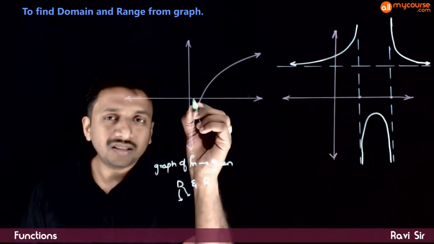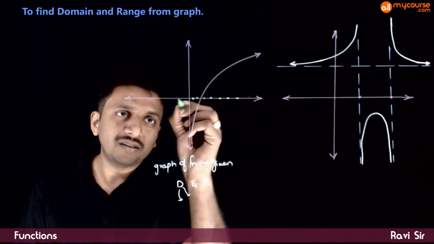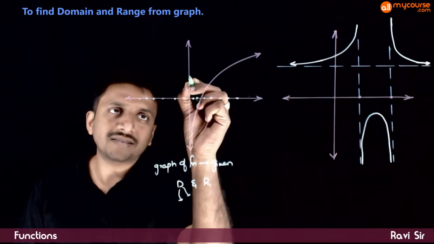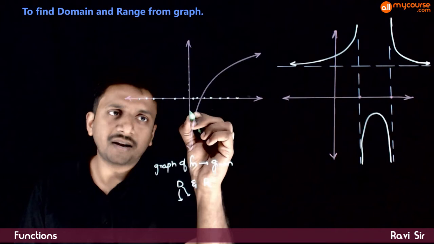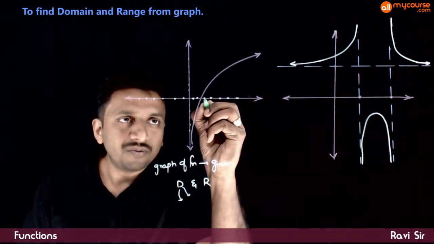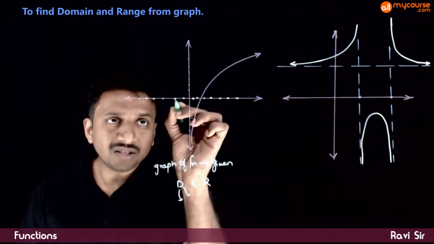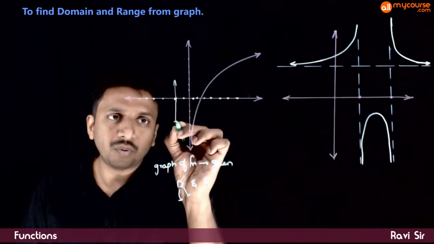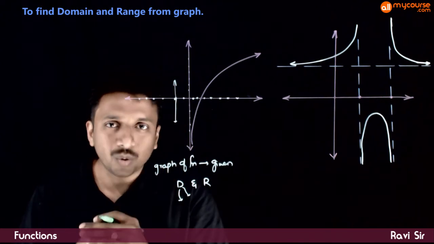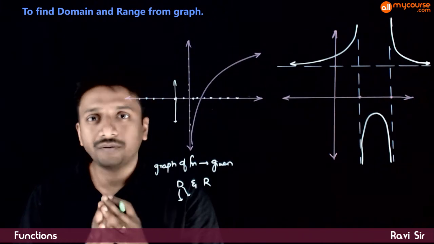So we know that the values of the domain are on the x-axis, the values of the codomain, the values of y, are on the y-axis. Now as you can see from this graph, for every value of x on the negative side of the graph, there is no value of y. That means all these negative values of x do not come in the domain of the function.